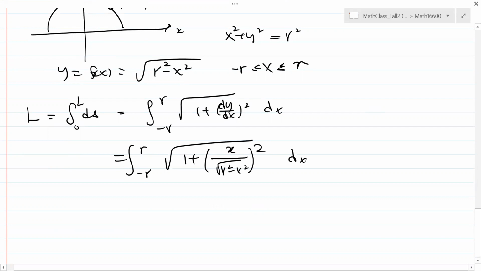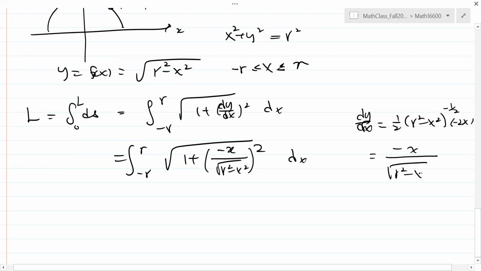So the derivative of y with respect to x, we use the chain rule. This is going to be half of (r squared minus x squared) to the negative 1/2, then multiply by negative 2x. There's a negative sign, but when you square it, it cancels out. So after you simplify, this is negative x over that.